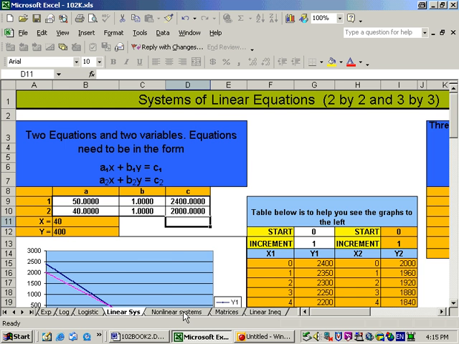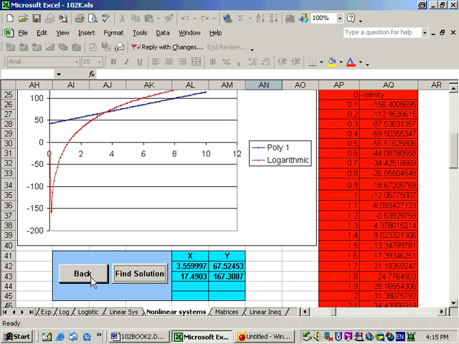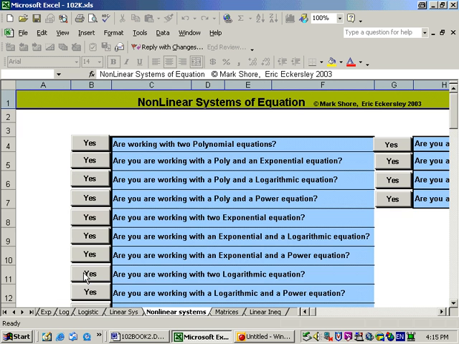Another place you could solve that system of equations is on the nonlinear sheet, because really the nonlinear sheet does every sort of problem, including two polynomial equations, and linear equations are just polynomial equations.